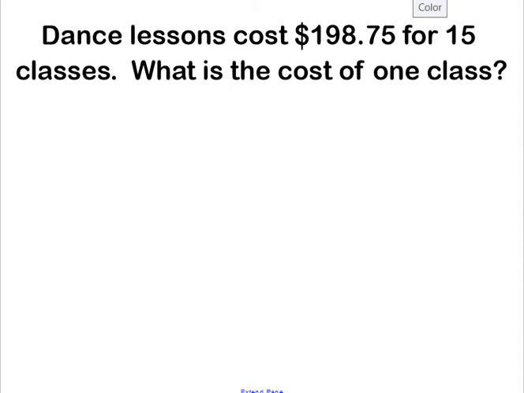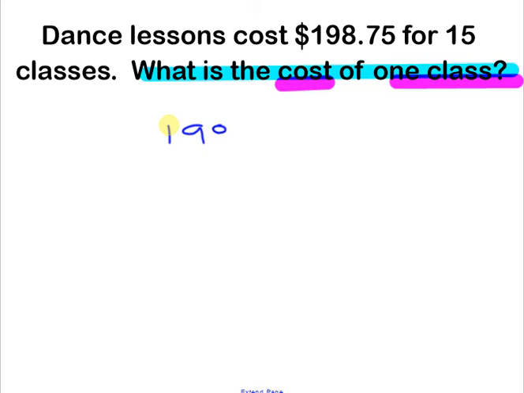Next word problem, dance lessons cost $198.75 for 15 classes. What is the cost of one class? So I'm going to highlight my question. What is the cost of one class? And my operation is going to be hinted at here when it says cost and one class. So I'm going to be dividing the cost in order to find one class. So it's going to be 198.75 divided by 15.